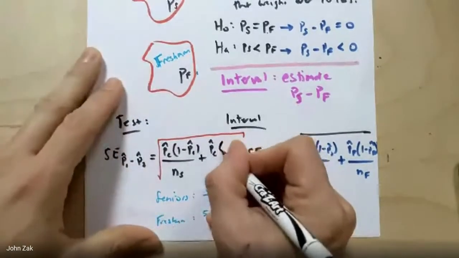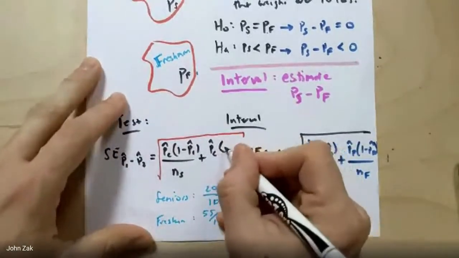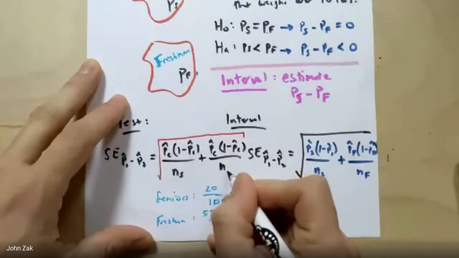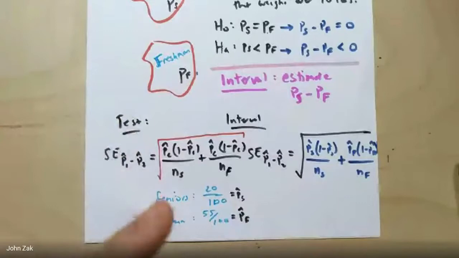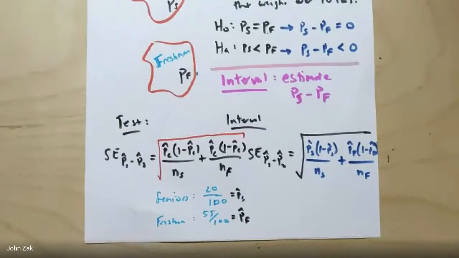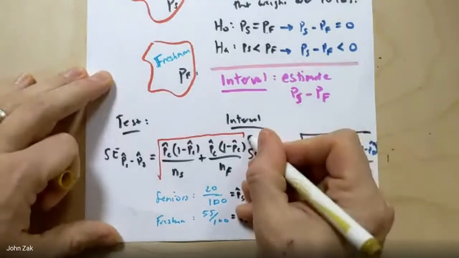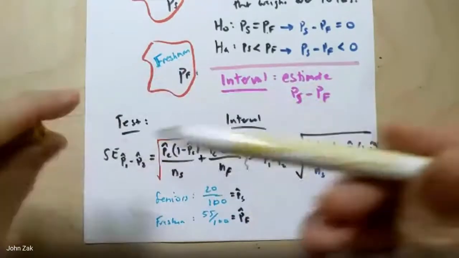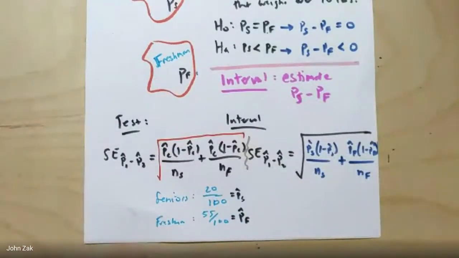P hat C times 1 minus P hat C. Gosh, I'm sorry that I'm coughing into my microphone. Was that loud and annoying to you guys? Over NF. Let's see here. I'm going to get a little color to divide stuff. Oh, thanks, Kira. Anyway, that's an ugly color. What color is that? Oh, that's weird.